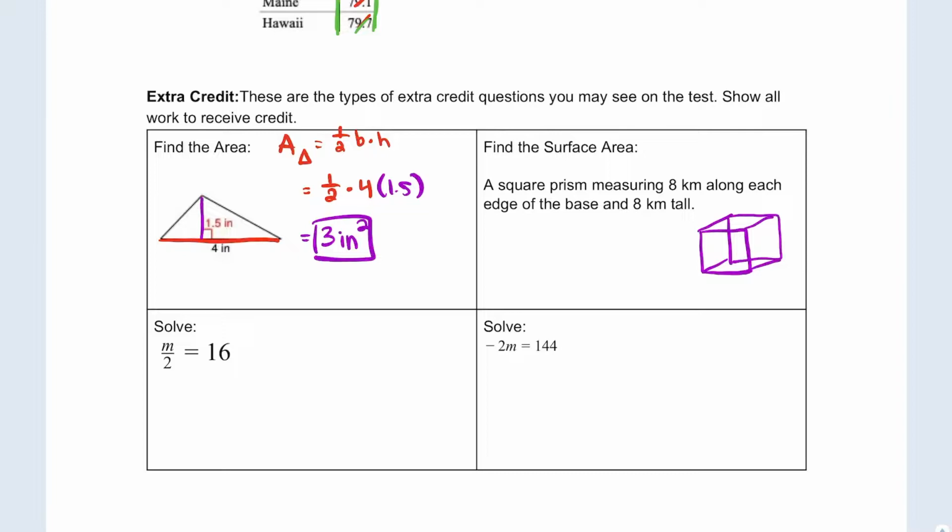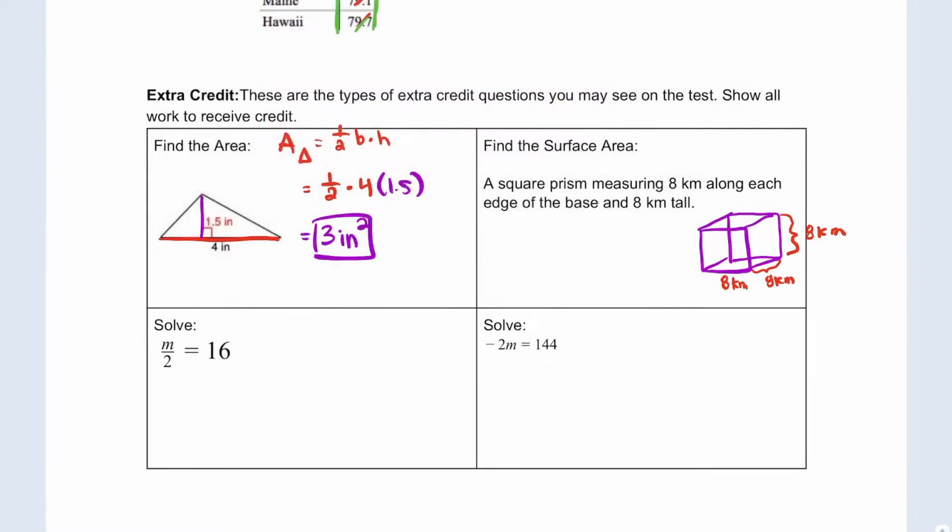Okay, so measuring 8 kilometers along each edge of the base. So I'm going to write those in red. So the edges of my base, so this side is 8 kilometers, and then this side right here is also 8 kilometers. And then my height of my prism is also 8 kilometers. Okay? So remember, surface area is the area of each side of my prism. I'm just going to add them all together.